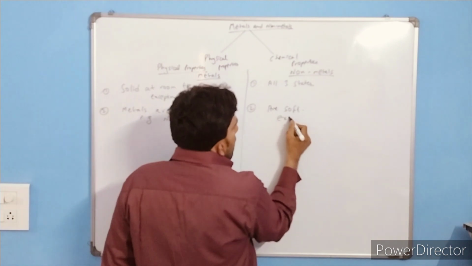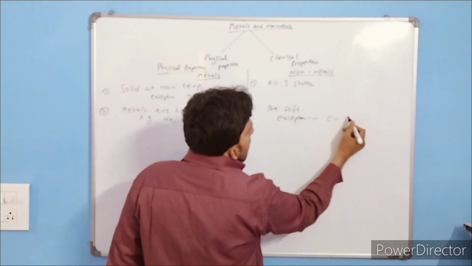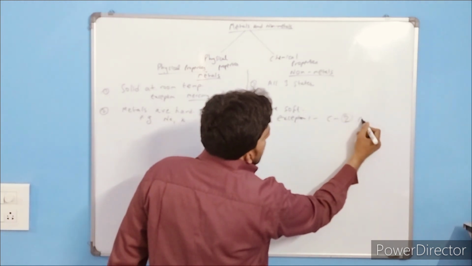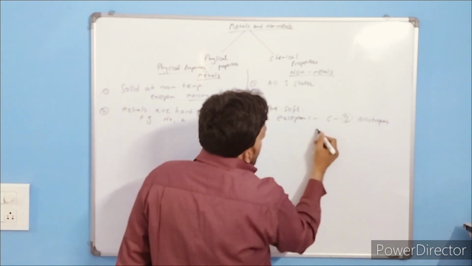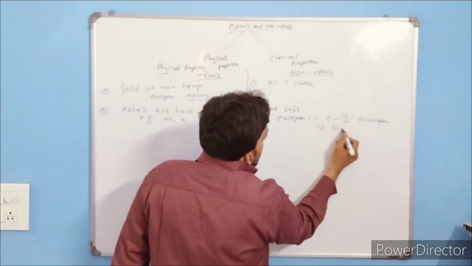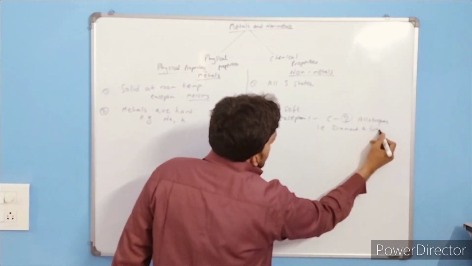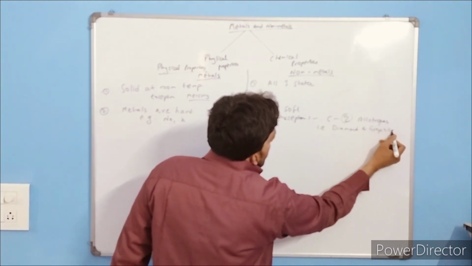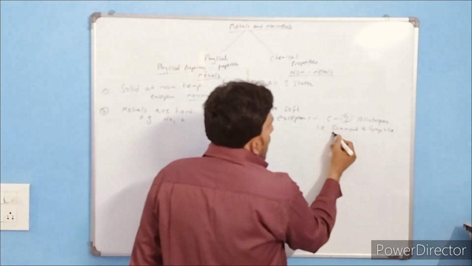That is carbon. Carbon has two allotropes, that is diamond and graphite. So we have diamond and graphite. Now, in this, diamond is hard.